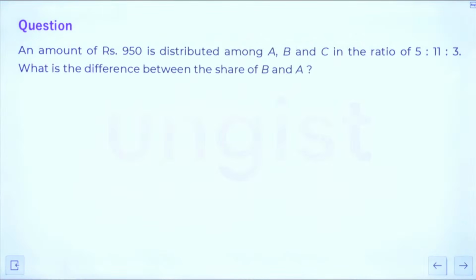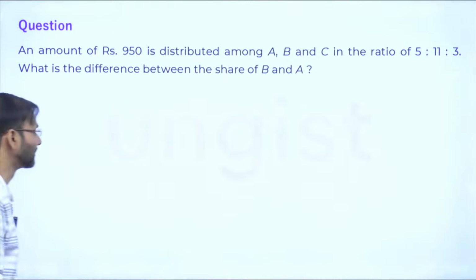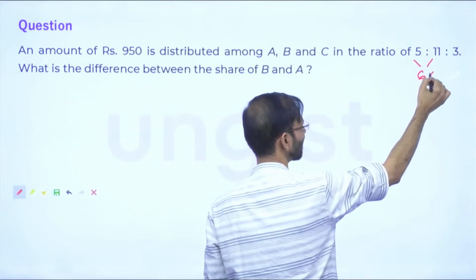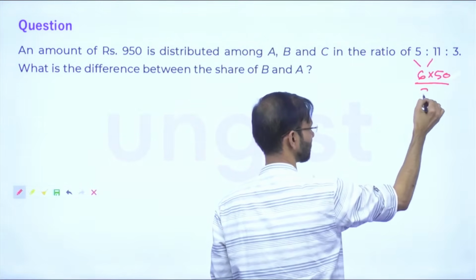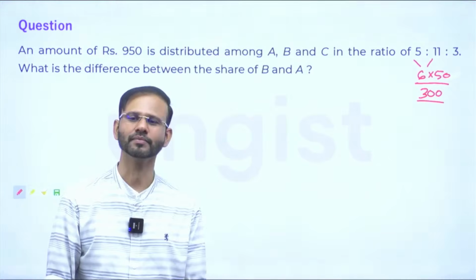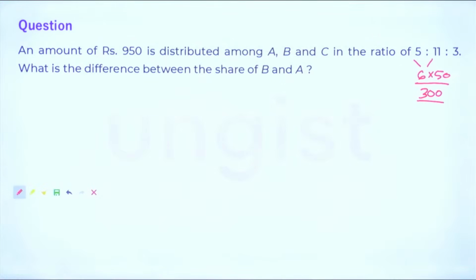What is the question asking? Difference between B and A. Guys, difference between B and A, right? So you just take the difference between B and A here and multiply this with 50, that's it. Right? Okay? Guys, getting it or not? Everyone? Guys, any doubt, any query, any confusion?